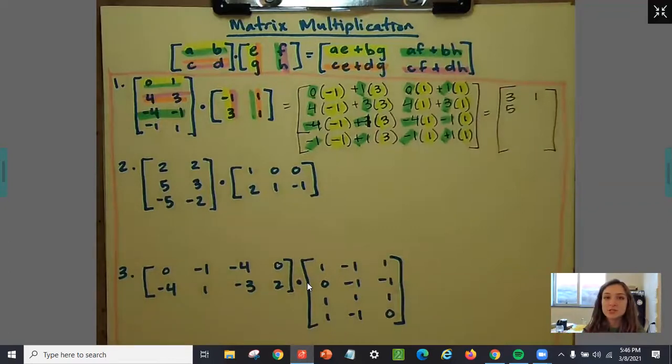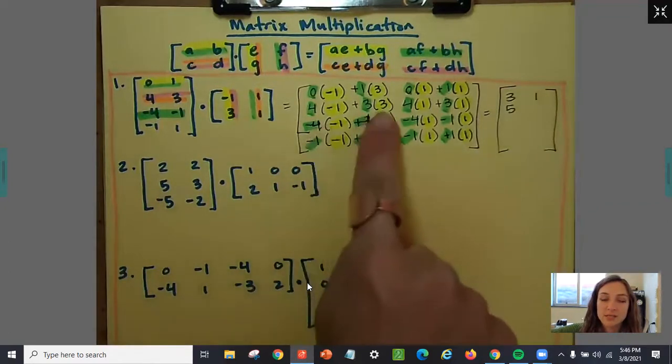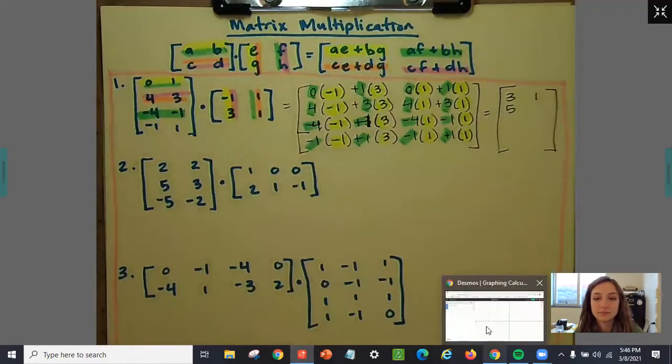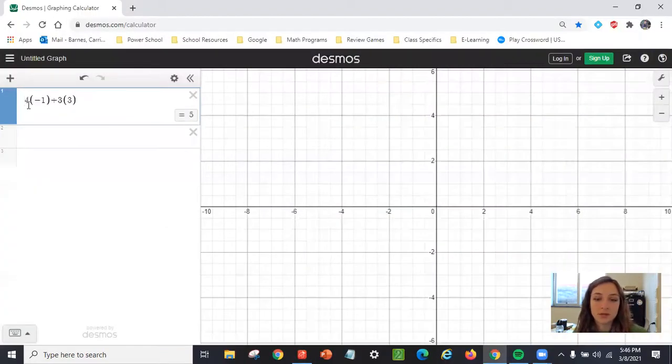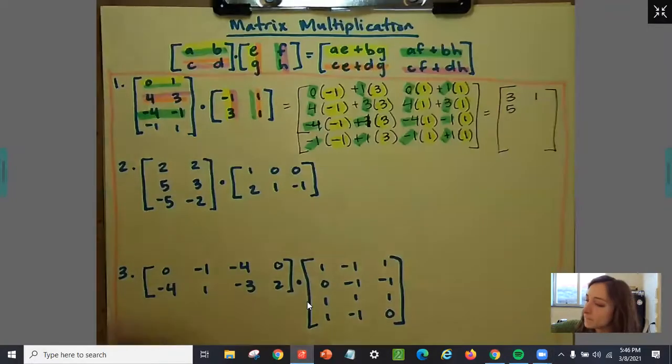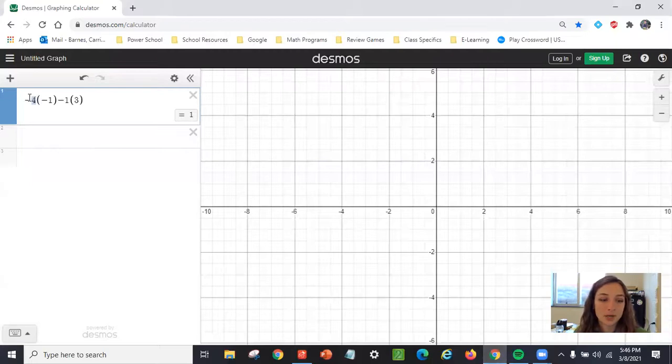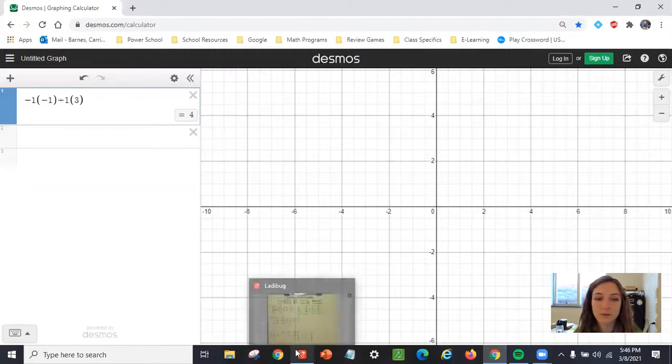All right, and let's just go ahead and move down instead of moving across. So let's change those to -4 and -1. That's going to give us 1. And let's just move down now. So we're going to change that to -1 and 1. That's going to give us 4.